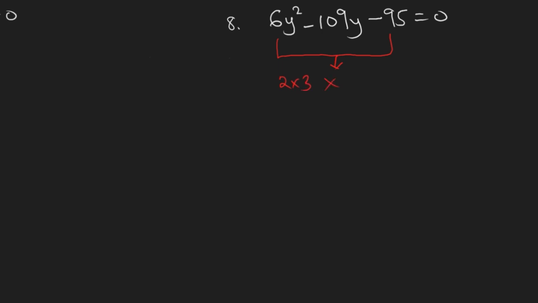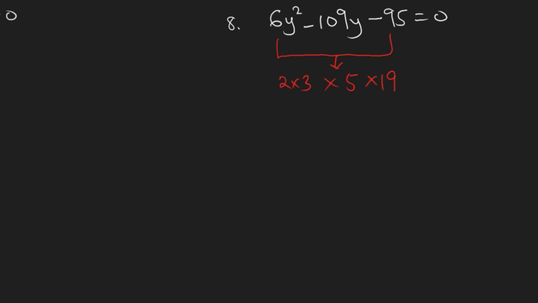Let's take some large values and see how to work around it. So if you have 6y squared minus 109y minus 95 equals 0. I take the first number and then the last number. 6 can be broken down as 2 times 3. Now 95, the last number ends with 5, so it means that we can use 5. So 5 times what gives us 95? 5 times 19. 19 is also a prime number.